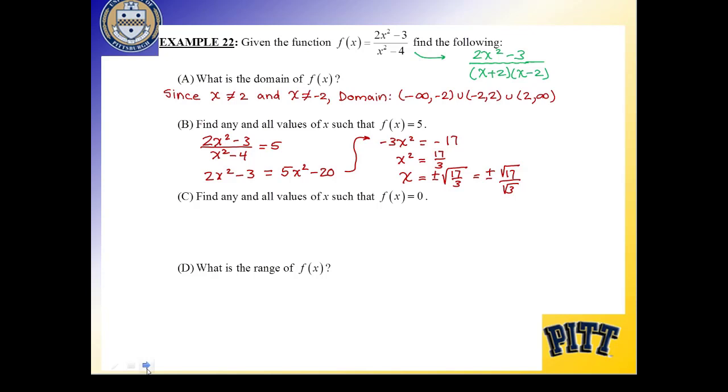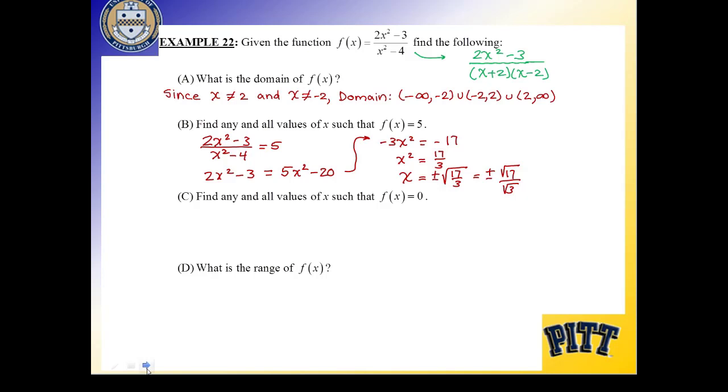So I multiply both sides by x squared minus 4 to get 2x squared minus 3 equals 5x squared minus 20. Then I start moving things, so I get all my x squareds on one side and all my constants on the other. I subtract 5x squared from both sides. I add 3 to both sides. I end up with negative 3x squared equaling a negative 17. I divide both sides by negative 3 to get that x squared equals 17 thirds. And then I would square root both sides, putting a plus or minus symbol in there. So x would equal plus or minus the square root of 17 over 3.